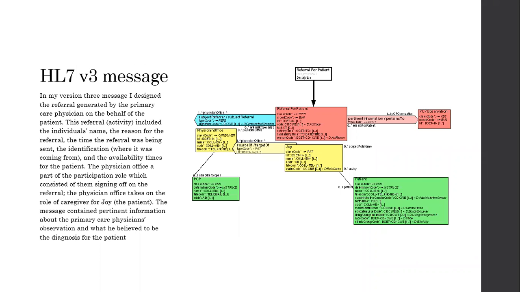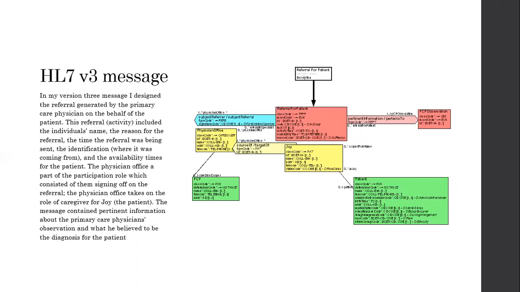This is my HL7 version 3 message, which shows the referral for the patient. I did the referral as the act, and what it consists of. The pertinent information over here is what the primary care physician observed. The subject was referred, and that referrer is linked to the physician's office, who sees the patient, which is Joy.